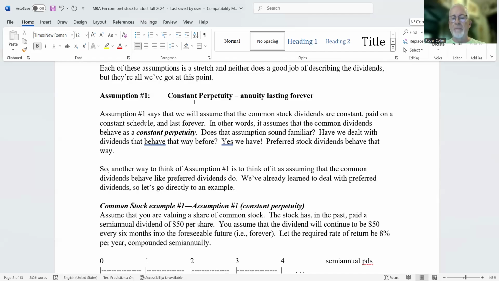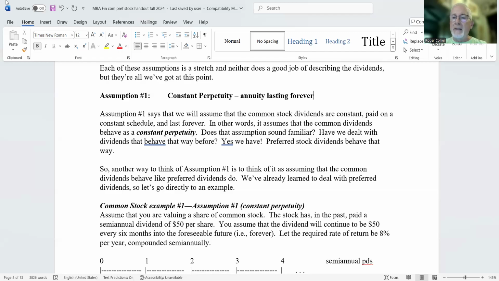Constant perpetuity. Right? Now, not only did we talk about constant perpetuities before, back when we were learning about the time value of money, but we also just finished talking about them when we dealt with preferred stock, because preferred stock, we assumed, was a constant perpetuity. Right? Finance is not hard. Finance is repetitive. We're doing the same thing now for the third time.